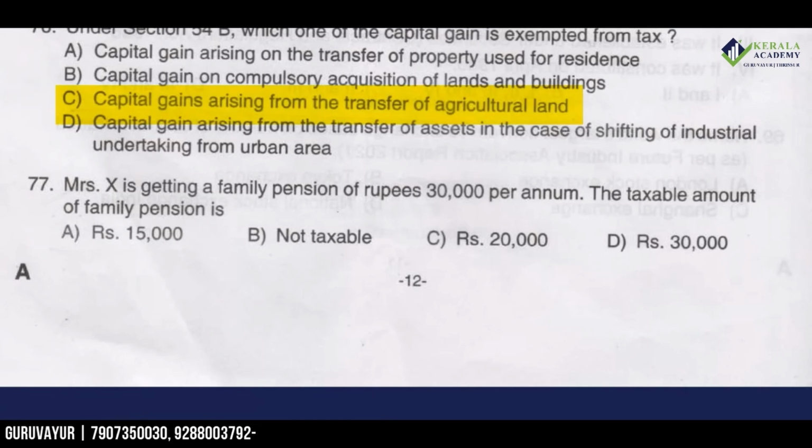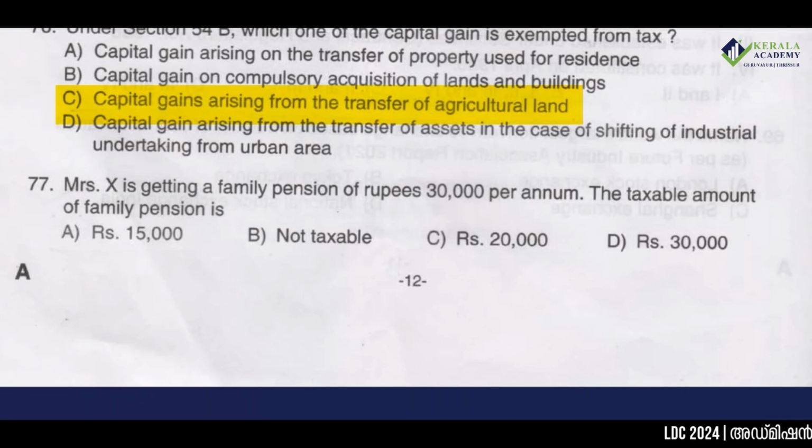Mr. X is getting a company pension of rupees 30,000 per annum. The taxable amount of family pension is rupees 15,000, not taxable, rupees 20,000, rupees 30,000. Correct answer option A, rupees 15,000.